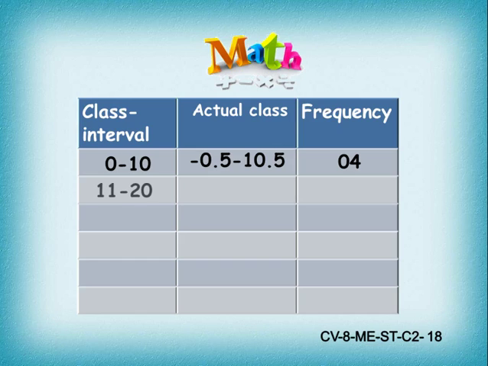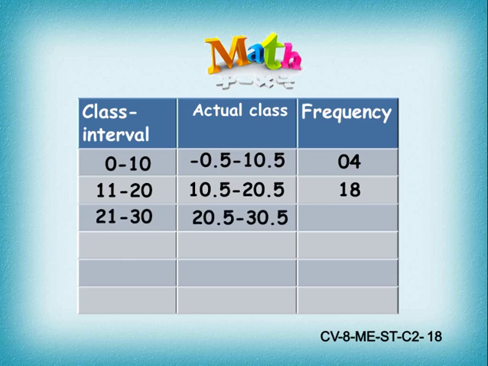Yes, next is 11 to 20. By subtracting 0.5 from the lower end and adding 0.5 to the upper end, you will get 10.5 to 20.5. The frequency is given, it is 18. In the same way, 21 to 30, 20.5 to 30.5, and the frequency is 12. 31 to 40, 30.5 to 40.5, and the frequency is 6.